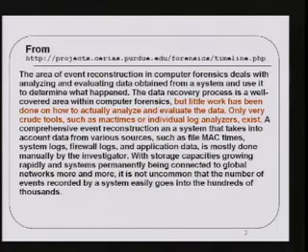I went to the CERIAS website today, and I found a very interesting statement. It said the area of event reconstruction and computer forensics deals with analyzing and evaluating data obtained from a system and using it to determine what happened. The data recovery process is a well-covered area within computer forensics, but little work has been done on how to actually analyze and evaluate the data. Only very crude tools such as MAC times and individual log analyzers exist.